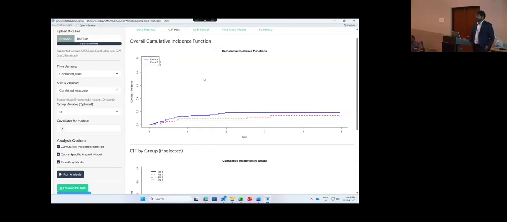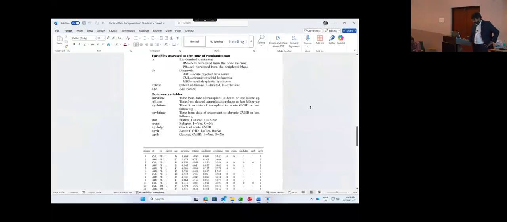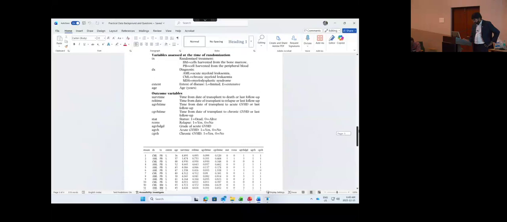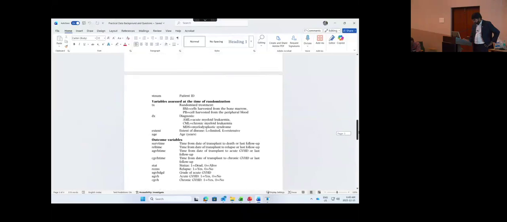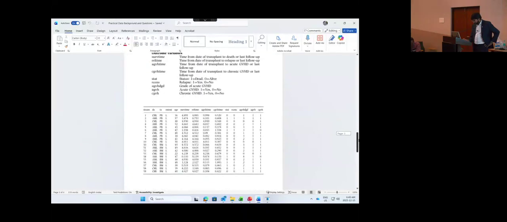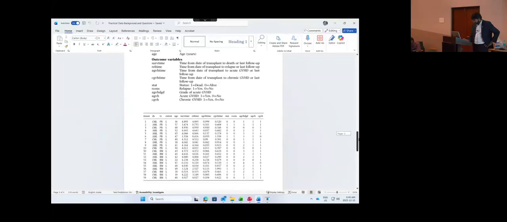No. So in the Word document, the code is given. Kumar, can you please show the code? It says time to relapse, time to chronic GVHD, time to death. Time to relapse, time to GVHD, and time to death are the three. But they don't say which is event 1, 2. GVHD was excluded because of the small number of events. So they were dealing with relapse and death.